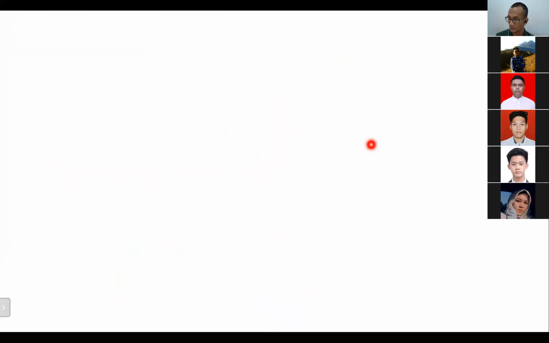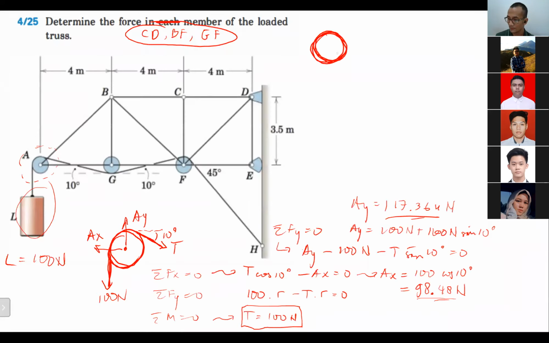At pulley G, everything is 100 Newton, and this one is the same as this one, so T1 equals 100 Newtons. Everything is T1. Now this one is T2, and beside that we have GX and GY, right?